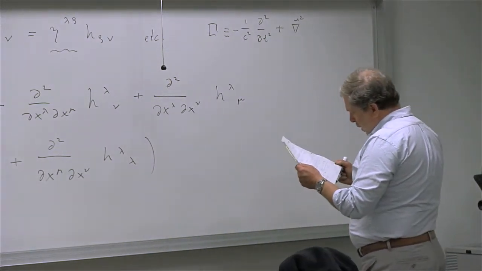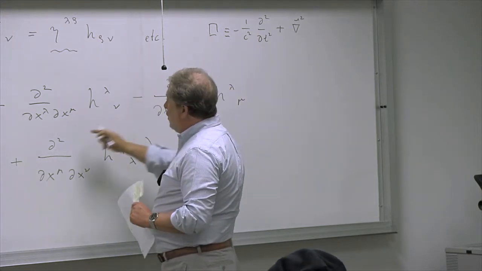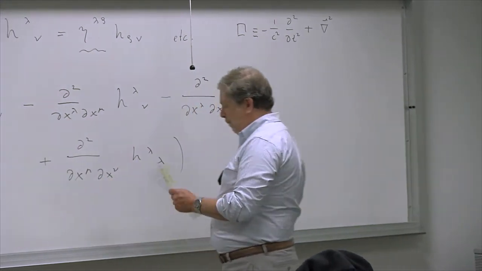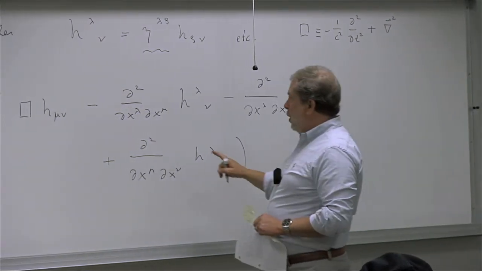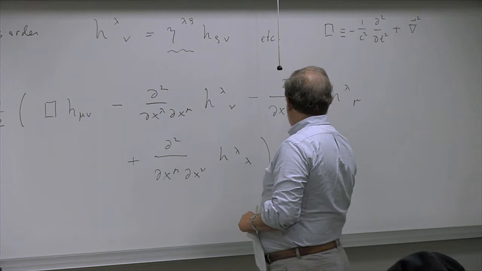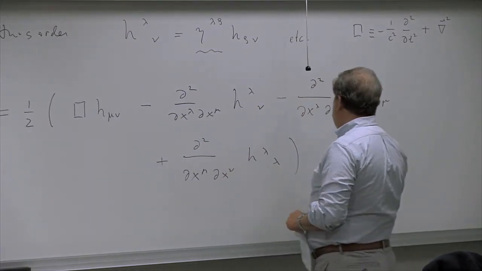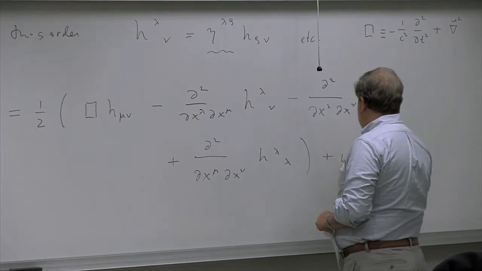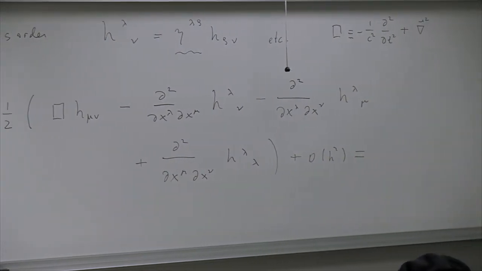Sorry, this is a minus sign, by the way. Sorry, minus, minus, plus. And so let me just check the indices again. So plus terms which are order h squared, right? And this is equal to the source term.